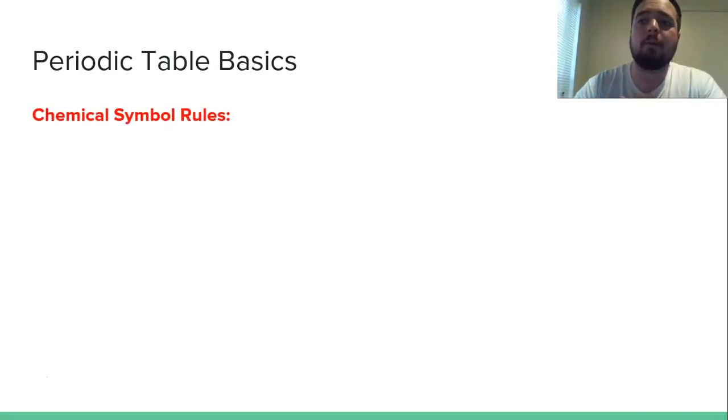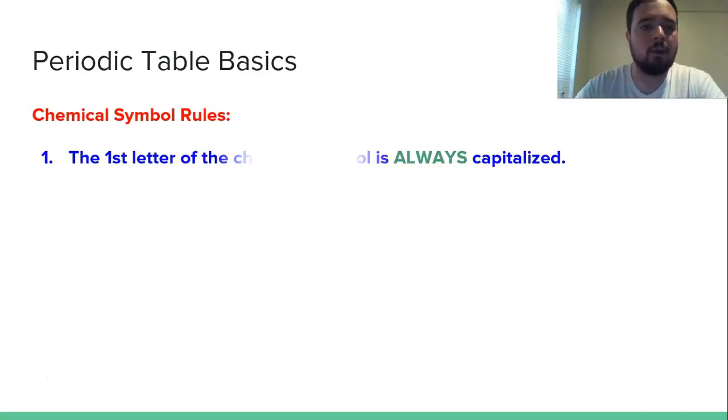So, chemical symbol rules. The first letter of the chemical symbol is always capitalized, always. The reason being is that if you don't capitalize the symbol, it can, in mathematics, kind of mess up some math that you're doing in regards to notation and everything like that. So it's very important to always capitalize the first letter of the chemical symbol.